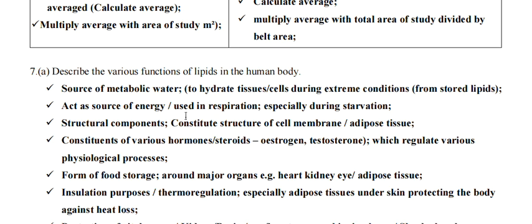Then they act as a source of energy. They are used in respiration, especially during starvation. Then there are structural components and they constitute structure of the cell membrane and also the adipose tissue. Then there are constituents of various hormones or steroids, for example, estrogen, testosterone, which regulate various physiological processes.